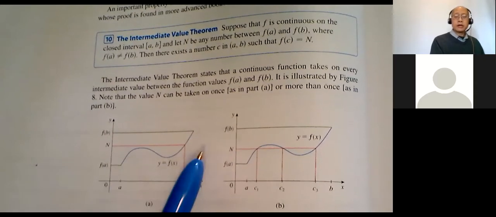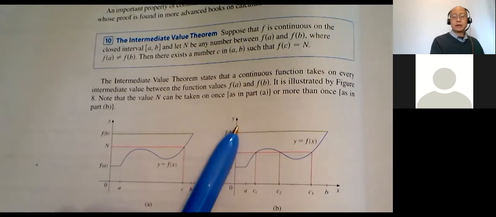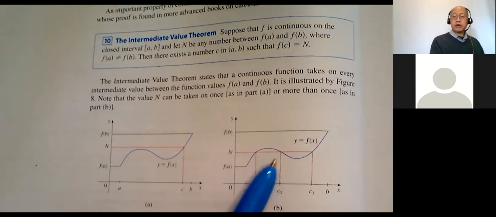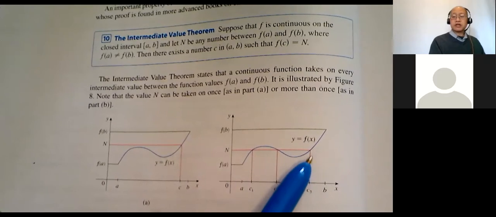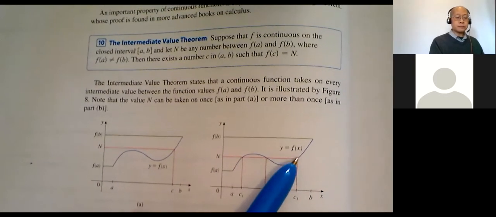But you know, if it's smooth, going from, let's say, 3 to 10, pick any number between 3 and 10, say 6. As long as there are no jumps, no gaps, somewhere the function value is going to be 6. Same for 7, same for 8, and so on.